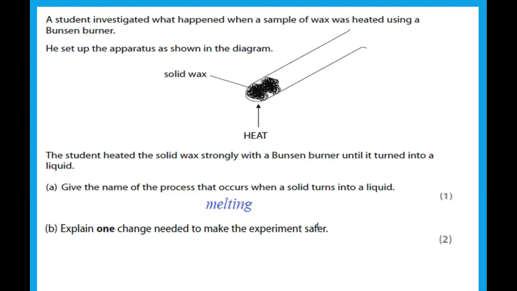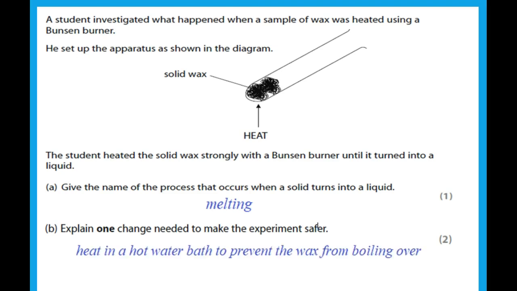Explain one change needed to make the experiment safer. Now with this type of experiment, we need to think about a certain safety precaution. If we're heating solid wax in a test tube, what do you think would be a safe way of heating it so that it doesn't splash around? We should heat it in a hot water bath. This will prevent the wax from boiling over or splashing out.